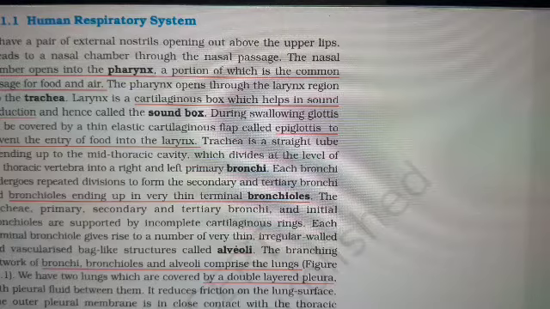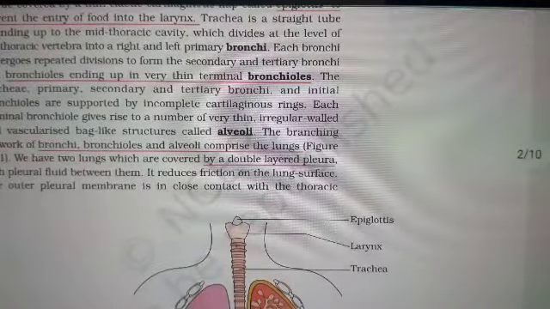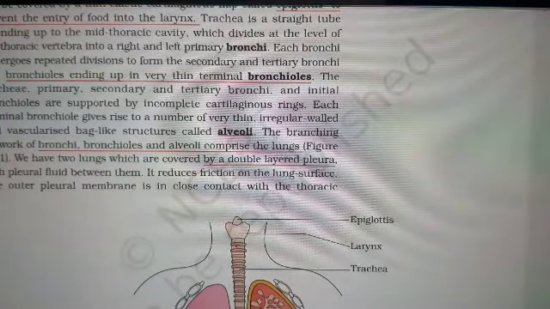The bronchioles end up as very thin terminal bronchioles. The trachea, primary, secondary, and tertiary bronchi, and initial bronchioles are supported by incomplete cartilaginous rings. Whereas here, each terminal bronchiole gives rise to a number of very thin, irregular-walled, vascular, bag-like structures called alveoli.